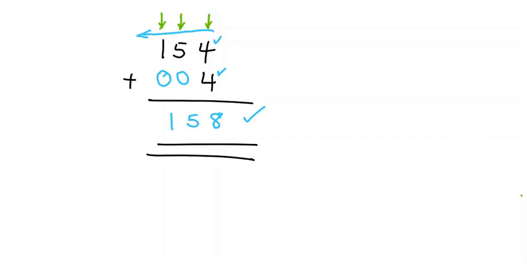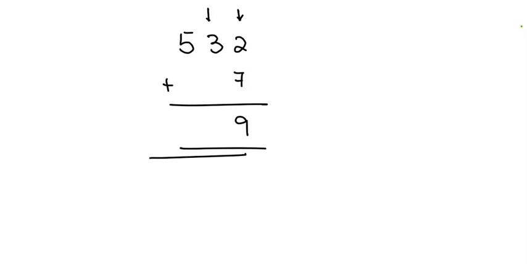Okay, let's try another example. Supposing we are given a scenario where we are given a number 532 plus 7. Again, we shall start with this column, so 2 plus 7 gives you 9. Then you move to the tens, 3 plus 0 gives you 3. Then you go to the hundreds, 5 plus 0, you get 5. So you get 539 is your answer.